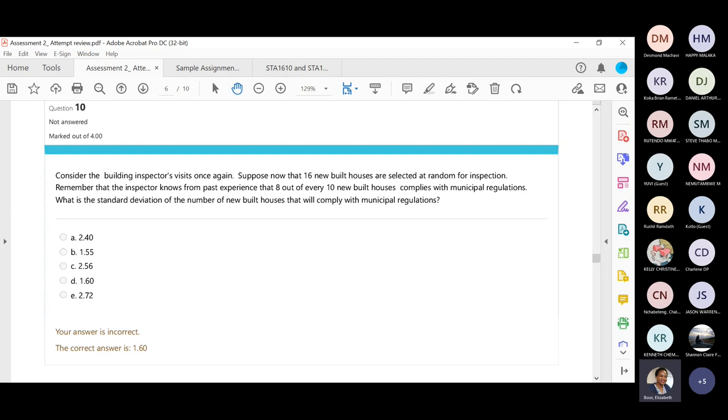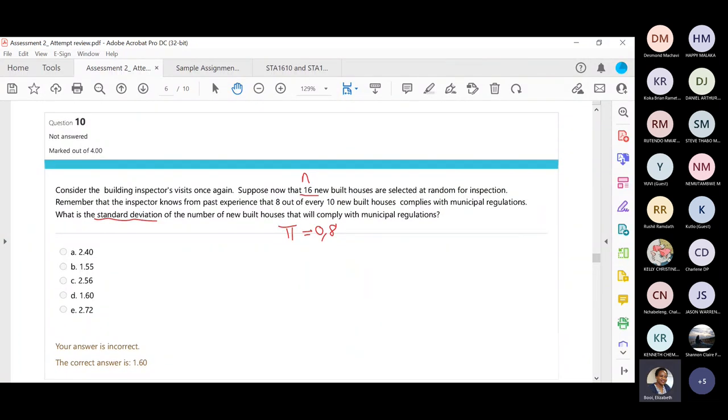Consider the building inspector's visit once again. Suppose now that they built 16, because probably that other information was related to this. So we no longer have 13, we have 16 houses. Remember that the inspector knows from past experience that 8 out of 10, which we calculated as 0.8, of houses comply with the municipal regulation. Now the question here is, what is the standard deviation? It already gave you the answer, but anyway, you still need to know how to calculate it.